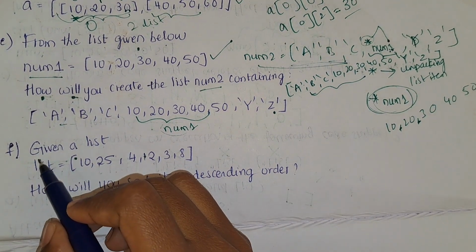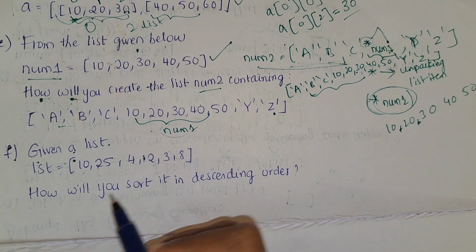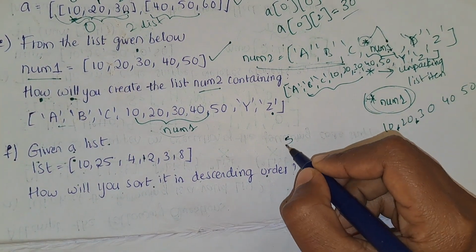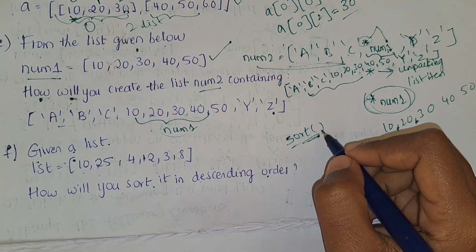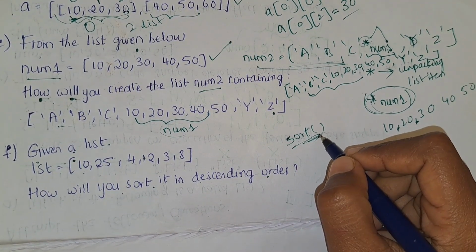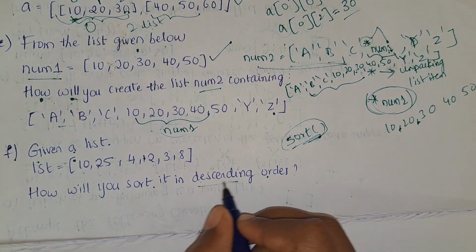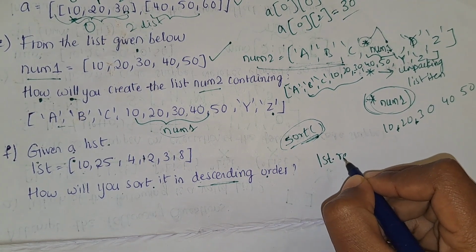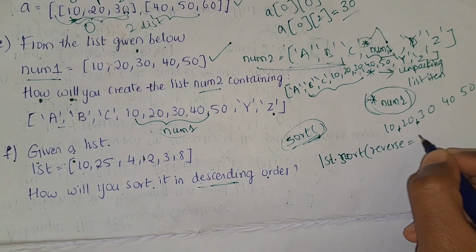Here, the next question: given a list containing some elements, how will you sort it in descending order? I think most of you know the sort function in Python. This will sort all the elements of the list. That means it will modify the list in sorted order. But here we need it in descending order. So that's why we have to take list dot sort of reverse equals true.